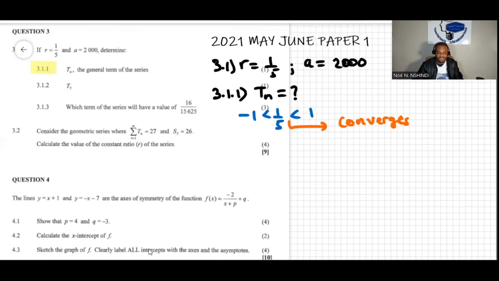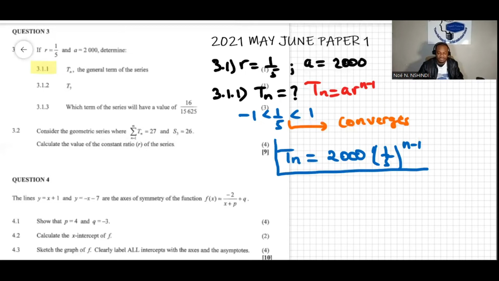So the geometric series is given by Tn equals A R to the n minus 1. So now Tn will be equal to A, the first term, which is 2000, and then R is 1/5, to the power of n minus 1. So that's Tn, the term Tn.